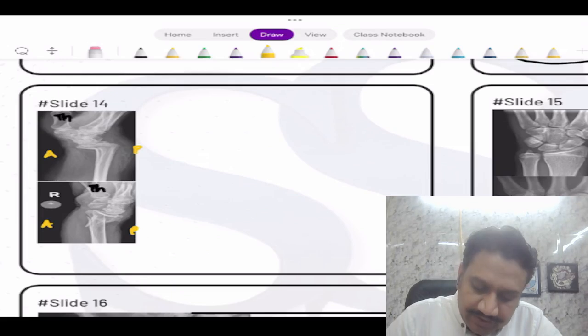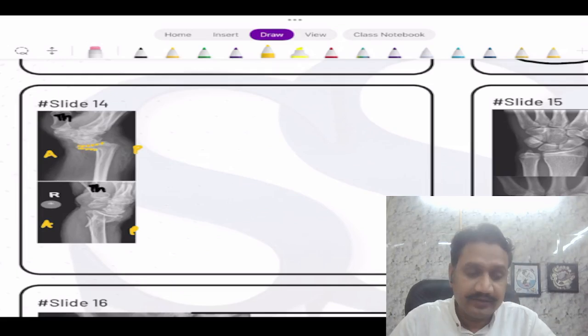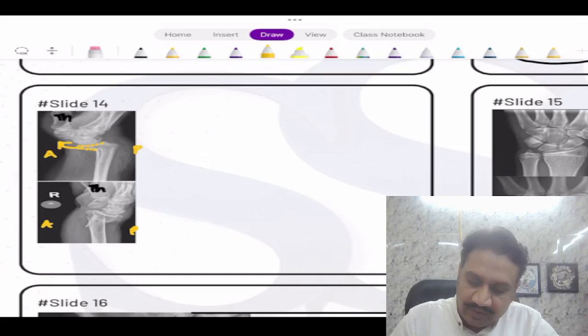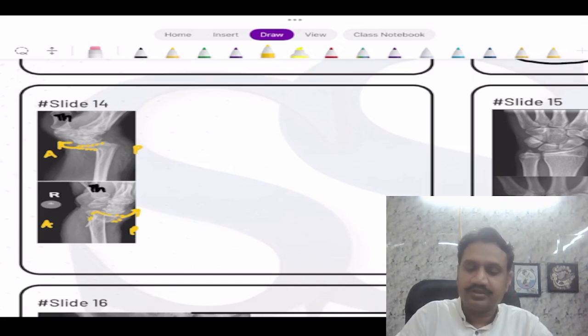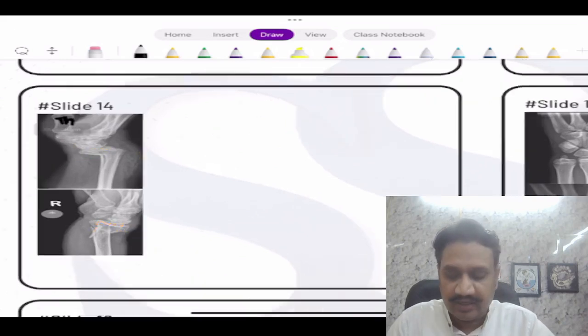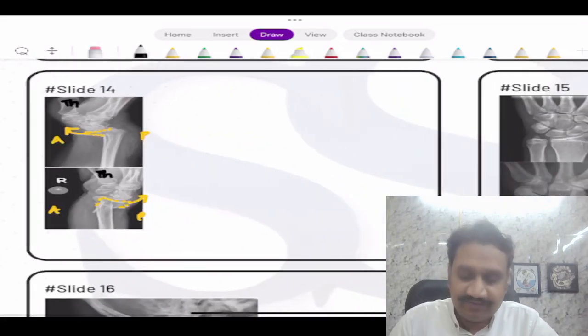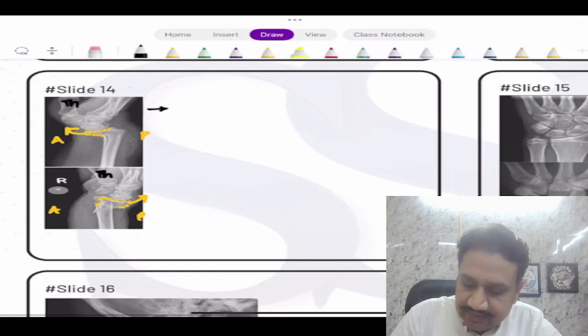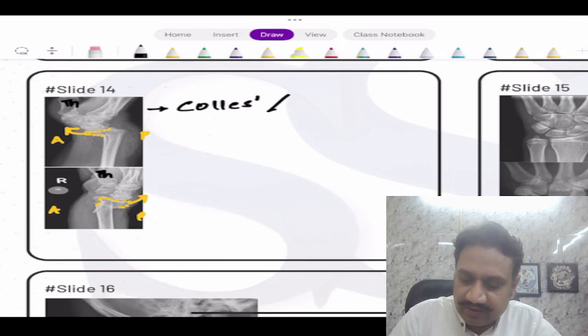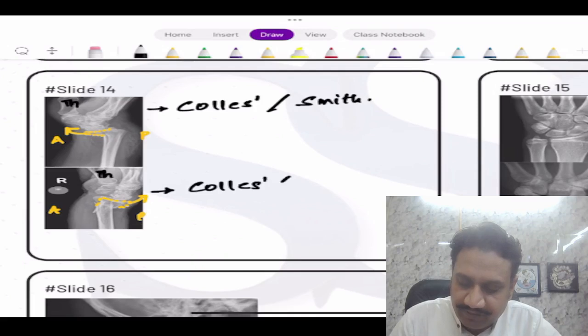And what do we appreciate here? The distal radius. Can you make it out? The distal radius here is facing on the palmar side, and distal radius here is facing on the dorsal side. So what is the diagnosis here for both the X-rays, for both the images? The first one is Colles or Smith. What do you suggest? Which one is Colles and which one is Smith? Please mark that. Image A and image B, which one should be Colles, which one should be Smith?